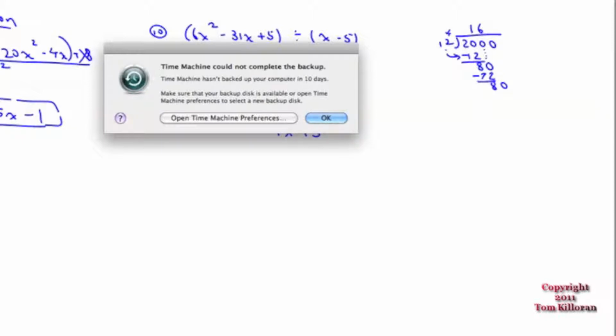What times x is going to give you negative x? What times this x way over here? Negative 1. So I'll put negative 1 into the quotient. And I'll go negative 1 times x is negative x. Negative 1 times negative 5 is positive 5. And then I'm going to take this and subtract it. What's my remainder? 0. My remainder is 0.